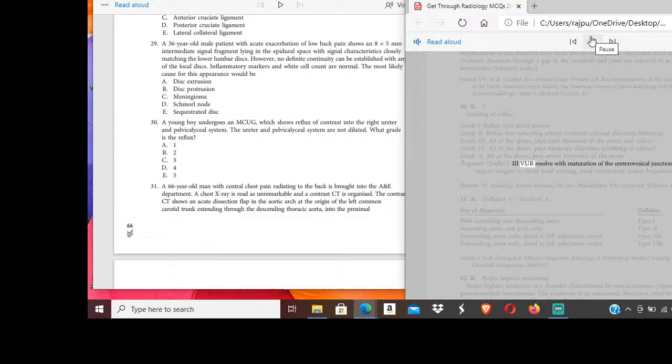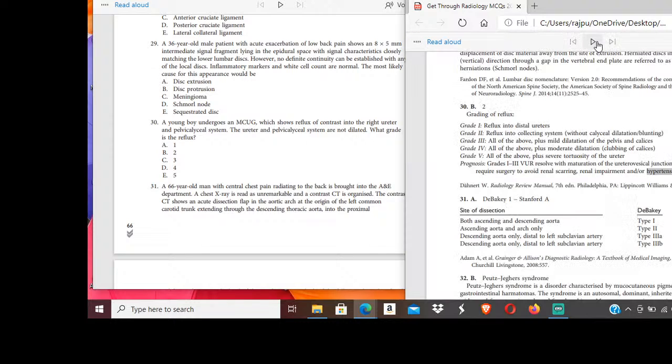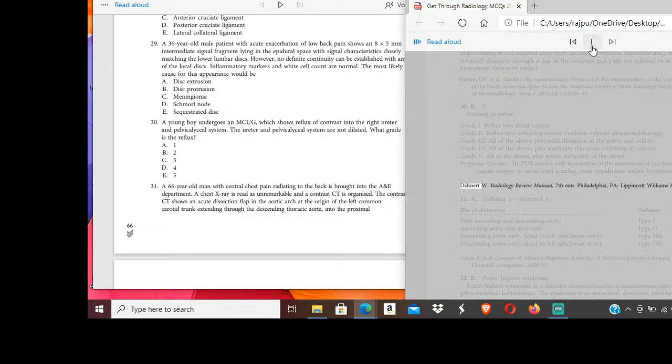Prognosis. Grades I-3 VUR resolve with maturation of the vesicoureteric junction. Grades 4 and V require surgery to avoid renal scarring, renal impairment and/or hypertension. Dähnert W., Radiology Review Manual, 7th ed. Philadelphia, PA, Lippincott Williams and Wilkins, 2011.